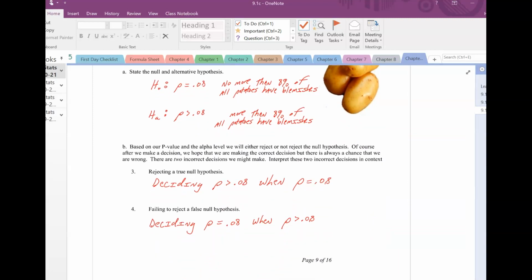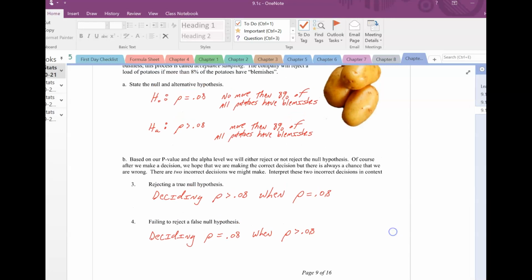So what does it look like in those two examples of errors? Rejecting a true null hypothesis, what would that mean in this case? Well, in this case, that would mean that we would actually decide that the proportion of blemished potatoes is greater than 0.8 when really it's not. So we would be rejecting the null hypothesis even though it's true. The other error, failing to reject a false null hypothesis. So we would say that we don't have evidence to reject it when in fact the proportion of blemished potatoes really is greater than 0.8.